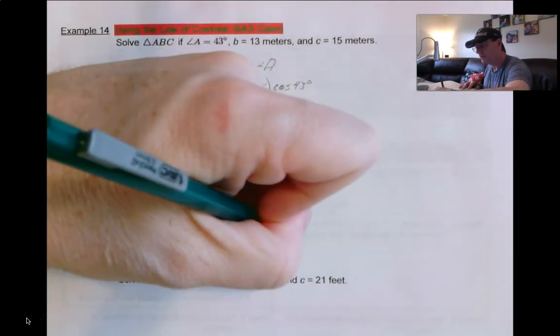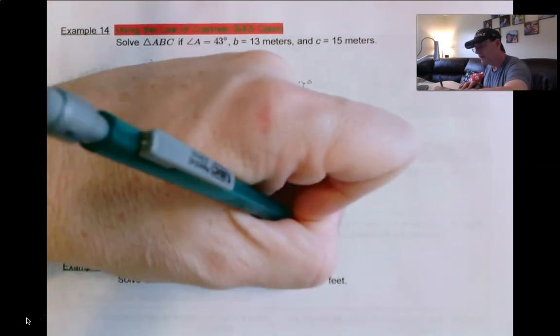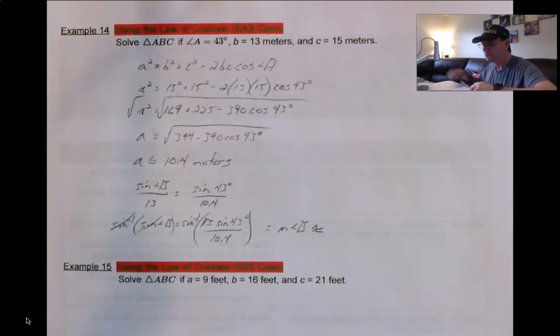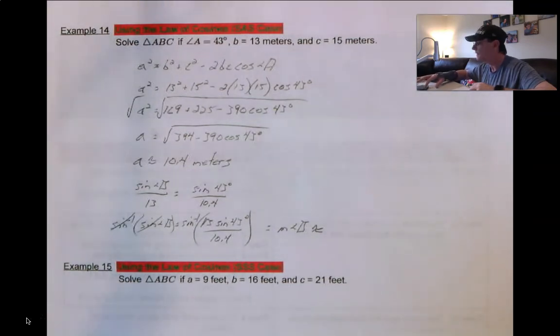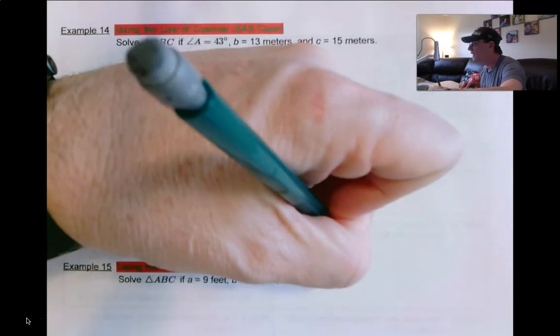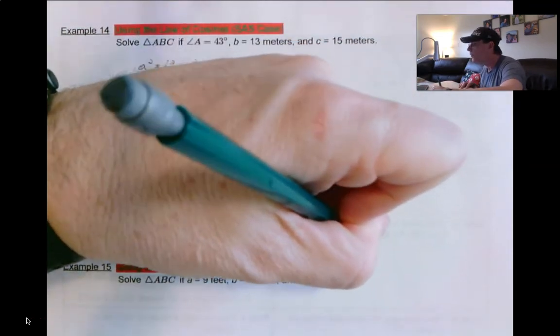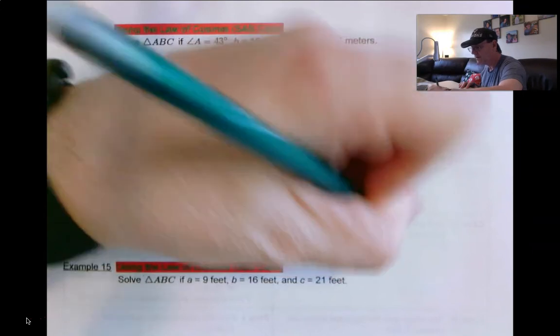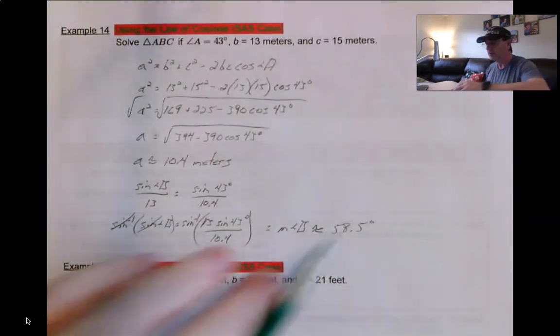And we're going to get measure of angle B approximately equal to 13 times sine of 43 degrees divided by 10.4, which gives me 0.85249, and so on. And we're going to do inverse sine of that, and we get 58.5 degrees. So there's the measure of angle B.